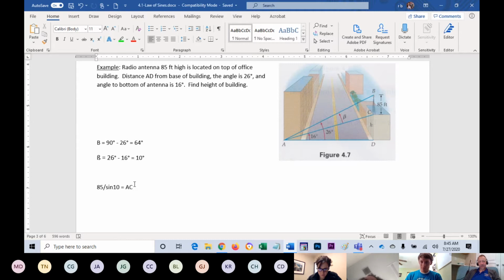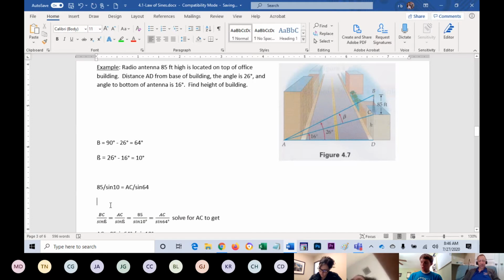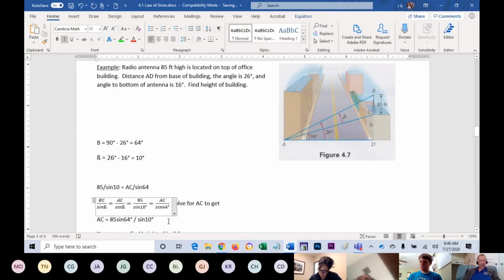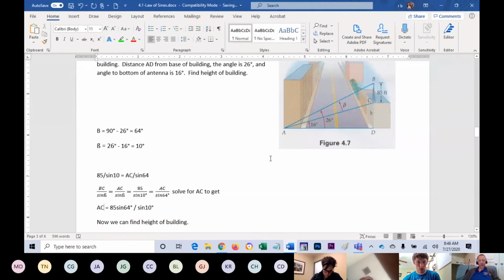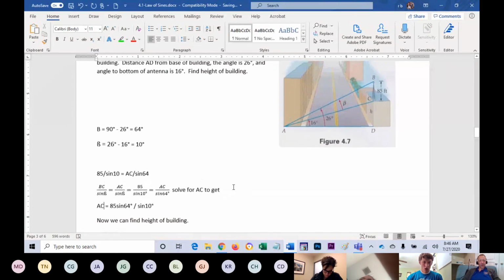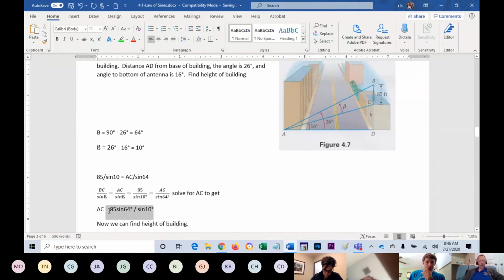AC over the sine of 64. Perfect. So once we've got that, multiply the sine of 64 to both sides. Yep, so AC is going to be 85 sine 64 over sine 10. That's whatever that number is, but you can just reuse that. So this is side AC.